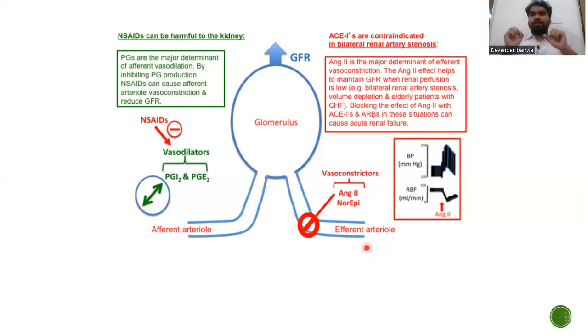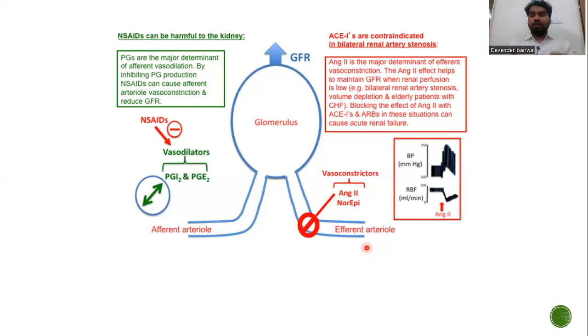Suppose somebody is already having a compromised kind of renal flow. In such a condition, these mechanisms become more important. And suppose in such a condition somebody is given NSAIDs or ACE inhibitors, then what will happen? If NSAIDs are taken by the patient, then this dilation is gone, no blood flow to the nephron, and if this vasoconstriction maintained by angiotensin is also gone because you have an ACE inhibitor, then the pressure gradient is lost.